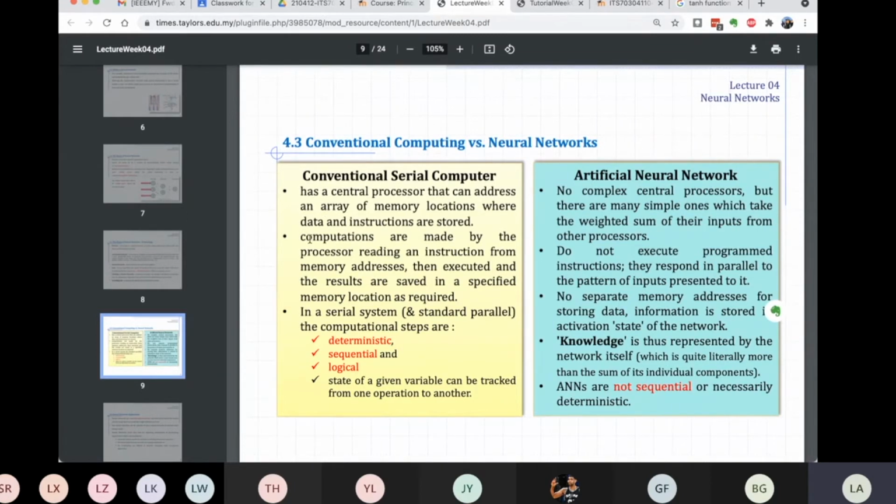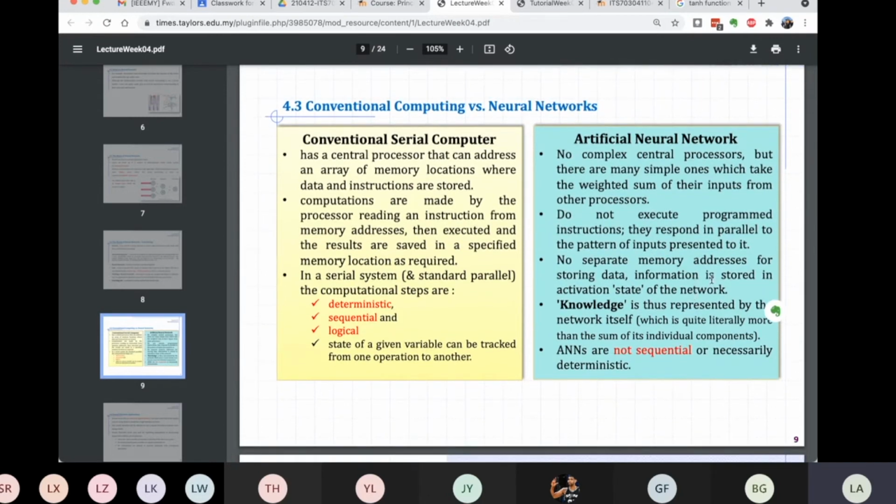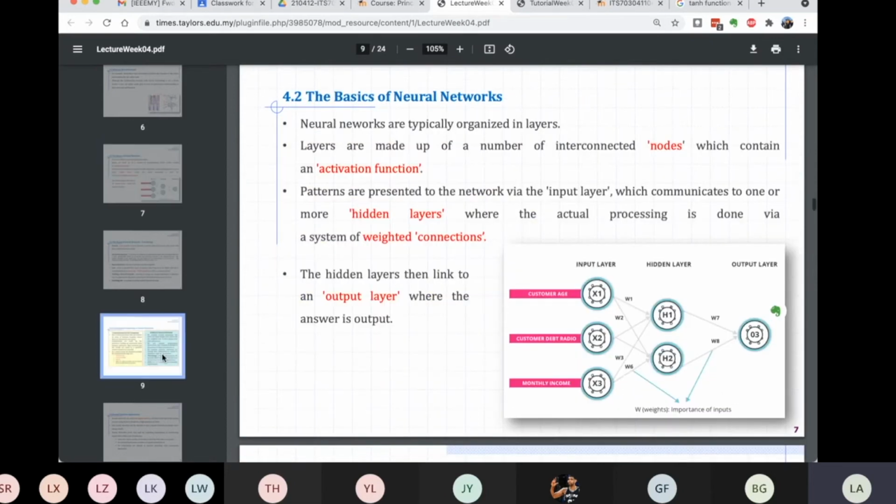In conventional computing, the computations are made by the processor reading an instruction from the memory address, then executing it, and the result is saved in a specified memory location as required. A neural network does not execute program instructions, but responds in parallel to the patterns of inputs presented to it. We also have no separate memory addresses for storing data, so the information is stored in the activation state of the network.